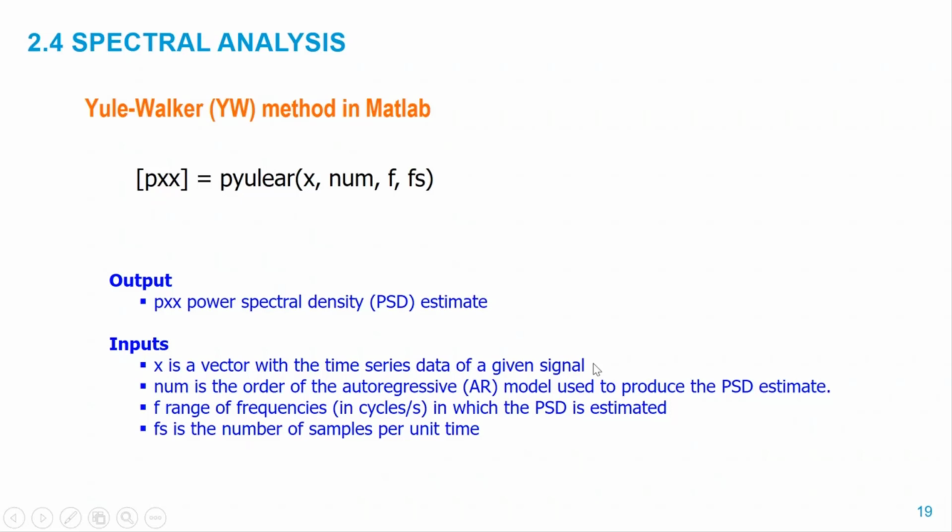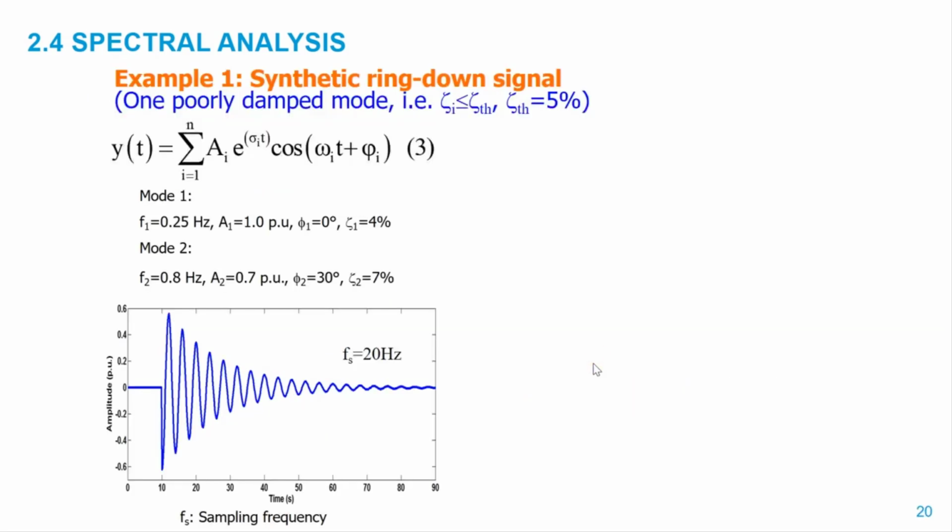In the case of the Yule-Walker method, it is an autoregressive model that is used to estimate the power spectral density. And it is implemented and available in MATLAB if you look for the pyulear function, which has as inputs the vector of the time series, that means the signal record you want to analyze. And then you should define the order of the autoregressive model that is going to be fit to this piece of signal record. Also, the range of frequencies in which you want the power spectral density to be estimated, and then the number of samples per unit time. So as output you get the power spectral density estimate. Let's see how this works.